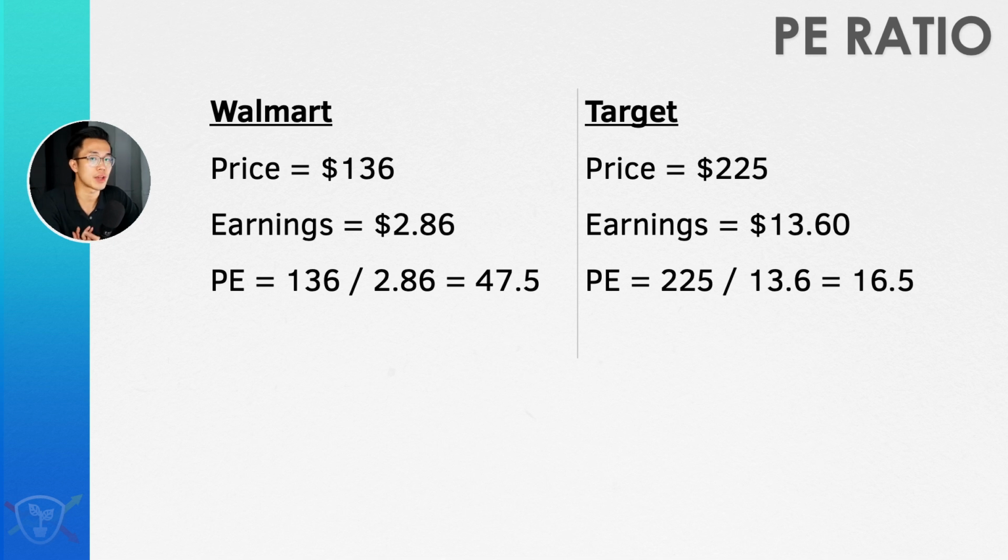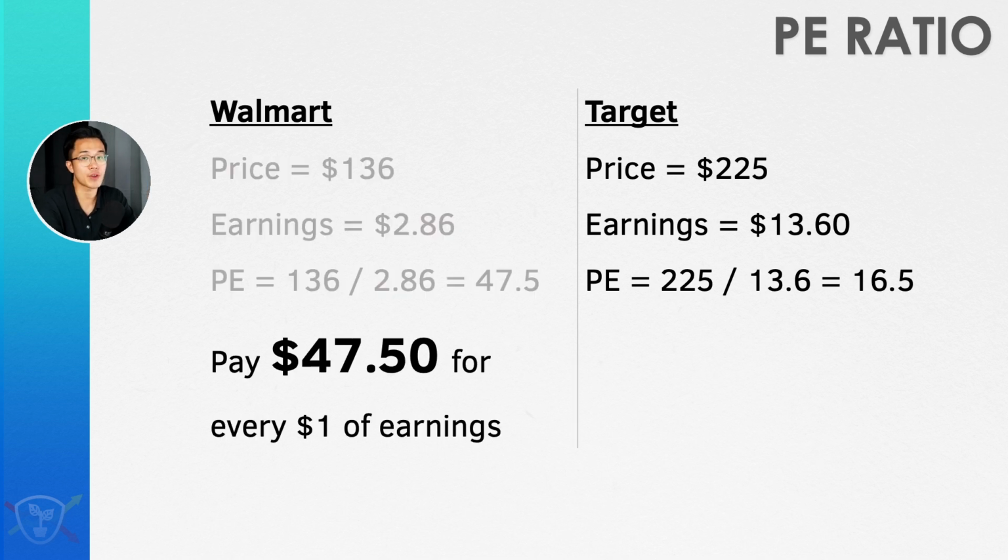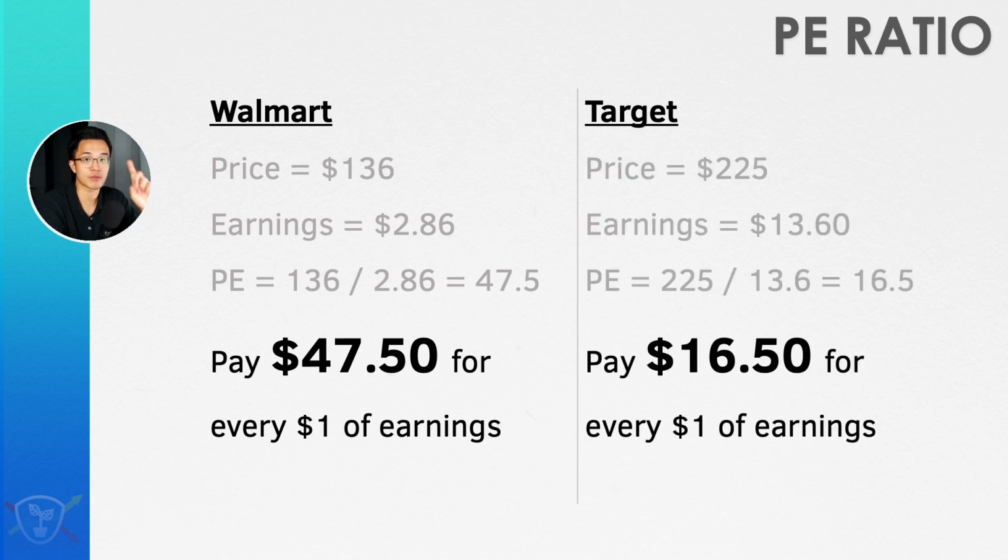So how do we make sense of this? Well, simply put, what it means is that if we buy the shares of Walmart, for every $1 of Walmart's earnings, we are paying $47.50. If we buy the shares of Target, for every $1 of Target's earnings, we are paying $16.50. So based on a PE ratio comparison of these two companies, Walmart is 3 times the price of Target.